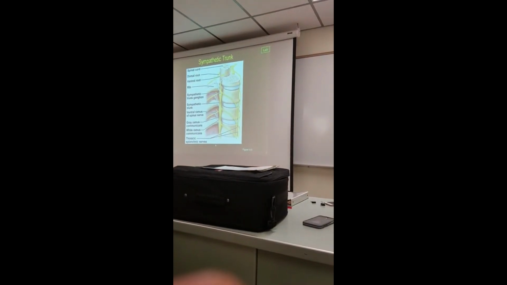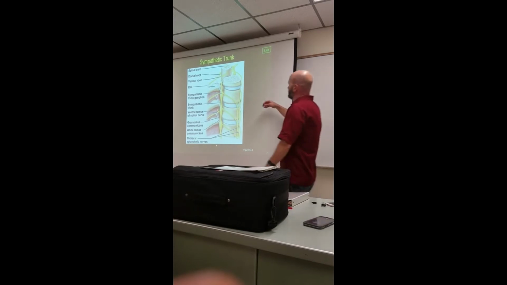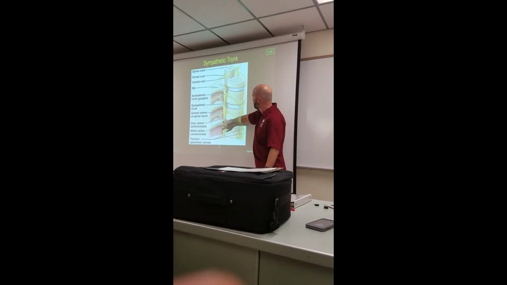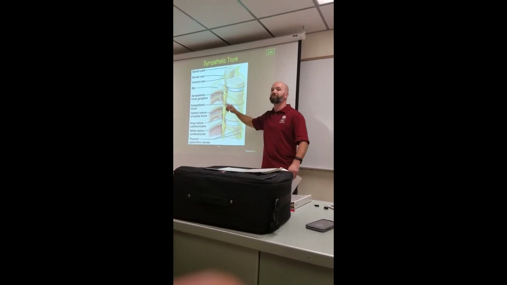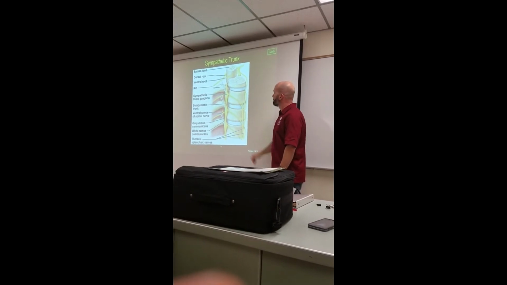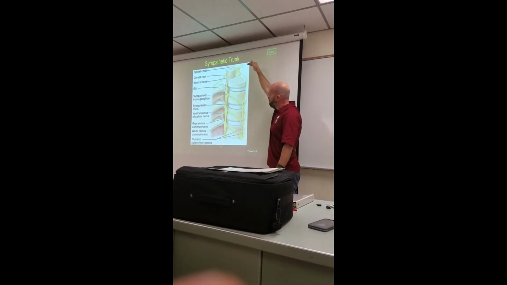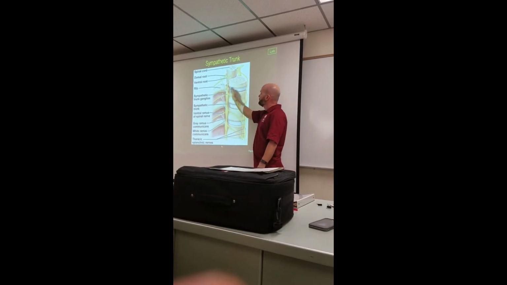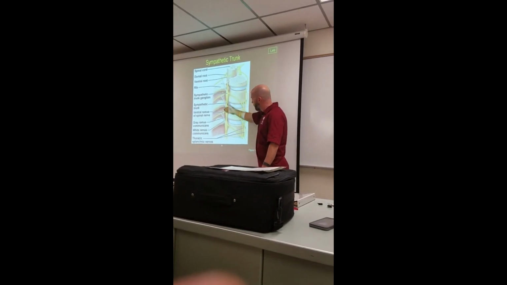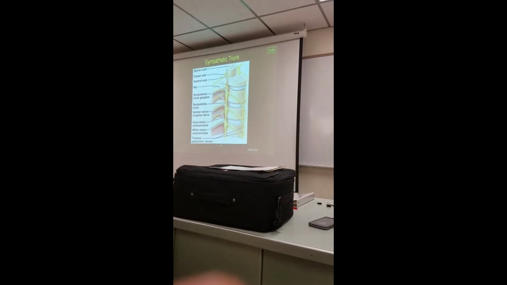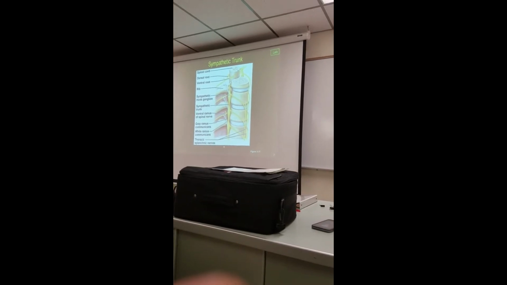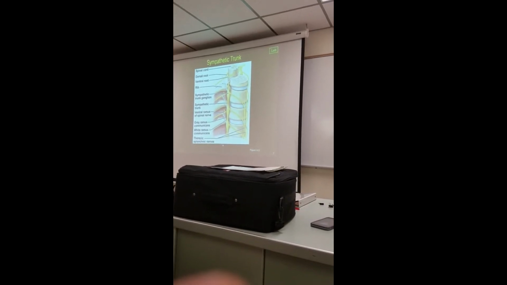This is part of the sympathetic trunk. So we only see 1, 2, 3 ganglia. There's 23 altogether. And they start up in the cervical region, and you have a left and a right trunk on each side, and it goes all the way down to the pelvic region. So it's a really long chain of ganglia, all part of the sympathetic division.